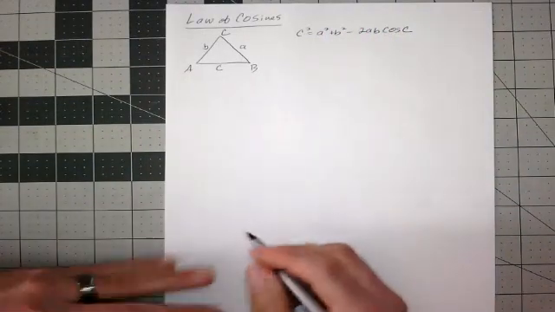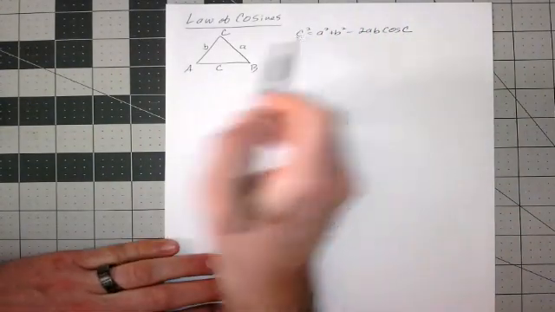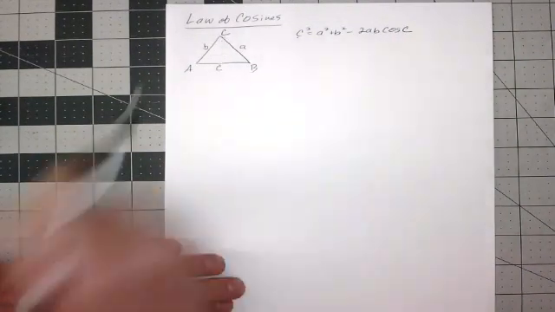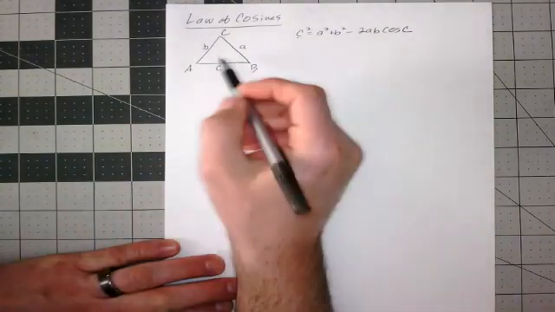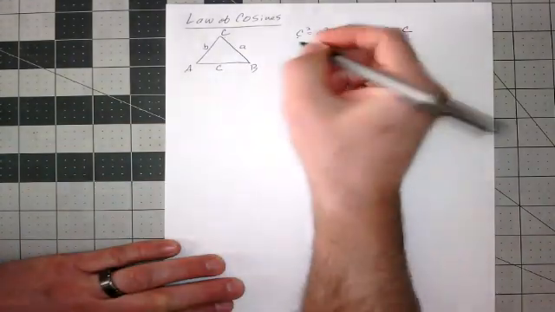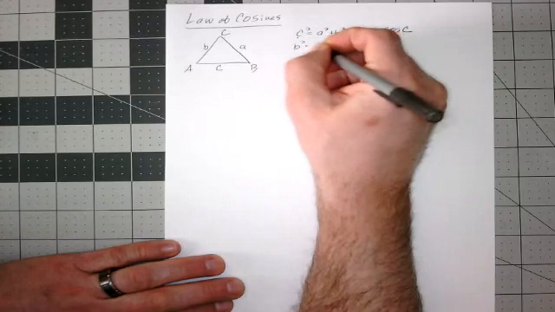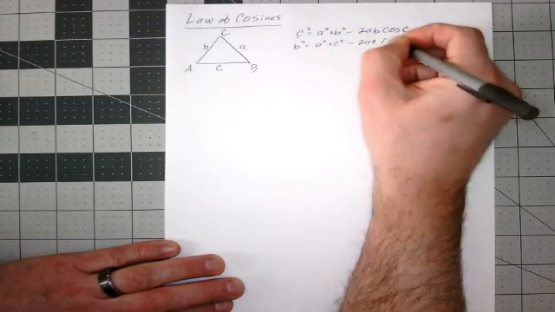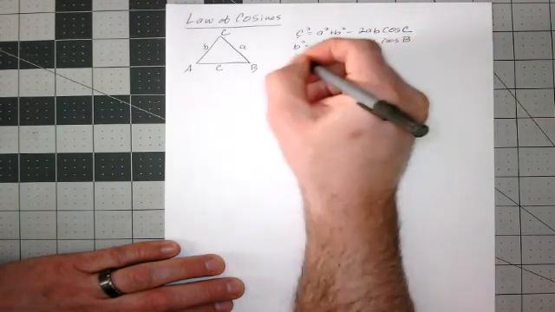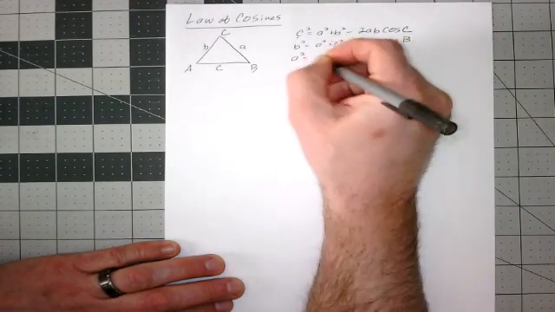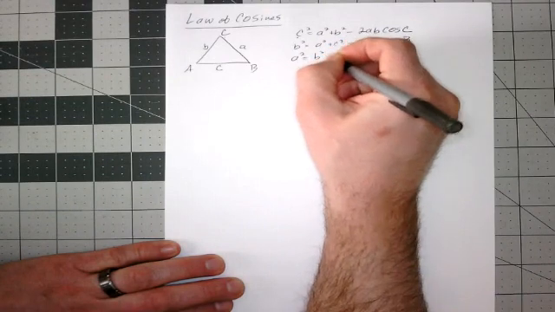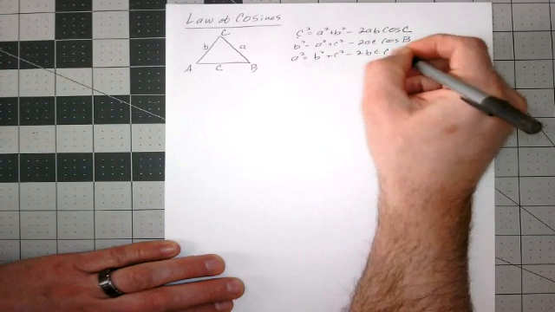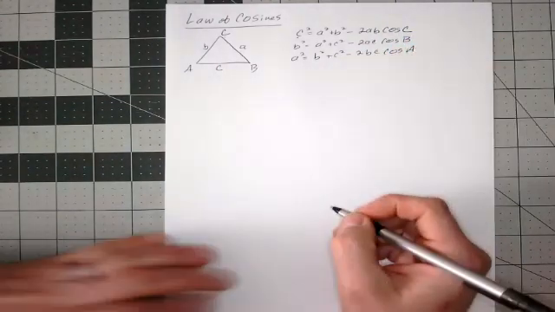All right. The way this works is that if you're solving for c, you need to know the two sides and its included angle, angle C. And as you move around the triangle, b squared would equal a squared plus c squared minus 2ac cosine of B, or a squared would equal b squared plus c squared minus 2bc cosine of A.